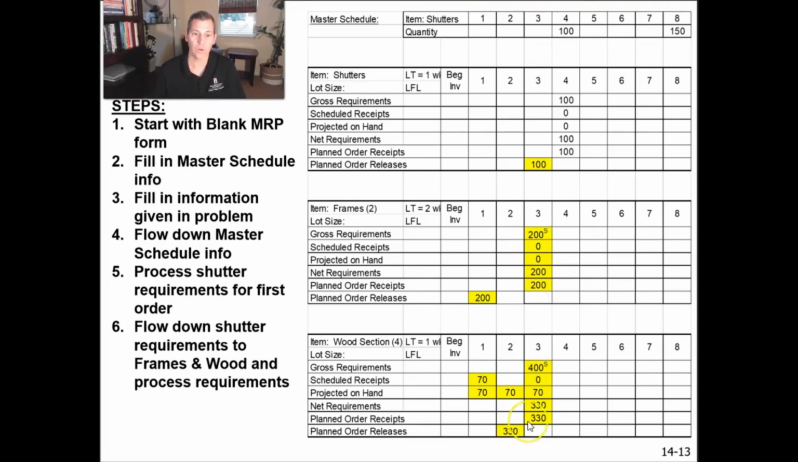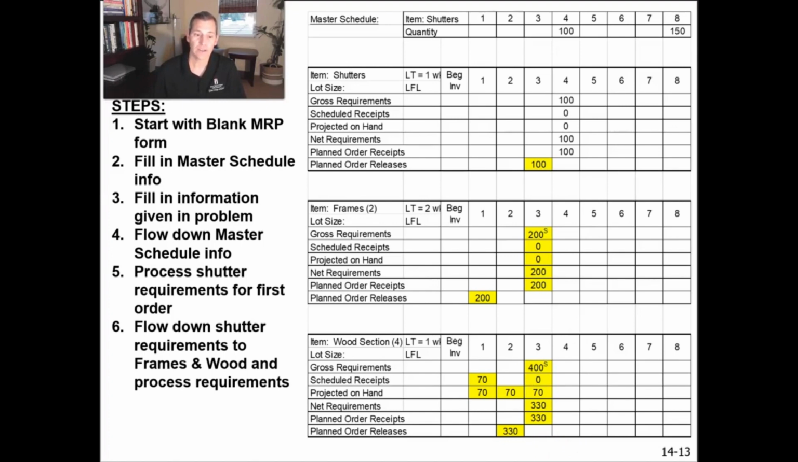And that's how you do MRP processing on a lot-for-lot example. You have to keep in mind the lead time offsets. You always take into consideration the projected on-hand inventory or the scheduled receipts and net those out to get your net requirements. And you always go left to right because you want to consume any inventory that you have and make sure that you ship your order that's due to ship sooner for your earlier orders. So in this example, you have 70 wood sections on hand, and they will get allocated to the order of shutters that are supposed to ship in week 4 instead of being allocated to the order in week 8 of 150 shutters.